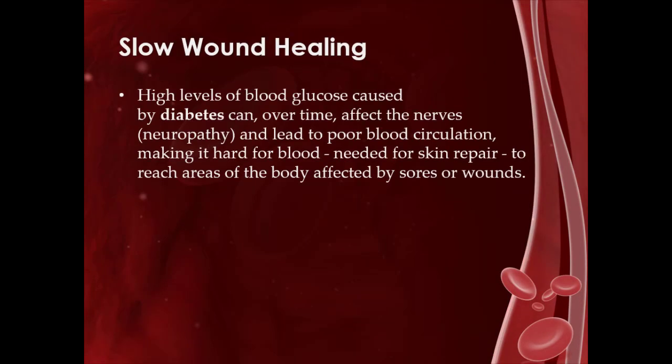As we discussed earlier, patients that have uncontrolled diabetes have a tendency to heal slowly. High levels of blood glucose caused by diabetes over time can cause neuropathy and lead to poor circulation. If a patient has poor blood circulation, the blood is not able to get to the areas that need healing. So in a minute, we're going to take a look at the relationship between active periodontitis and diabetes being uncontrolled. Though one doesn't necessarily cause the other, the relationship is bidirectional.